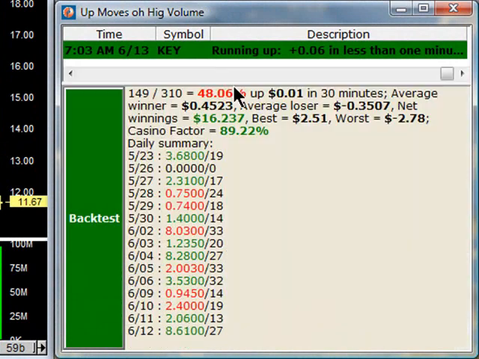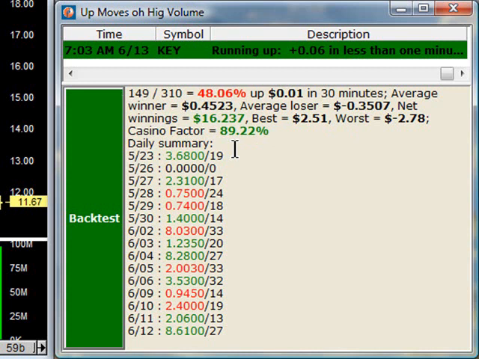I'm going to expand the window so that you can see more of the information. Out of the 310 possible trades in the last 15 days, 149 of them went in our direction. Our average winner was 45 cents. Our average loser was 35 cents. That's a 48% profitability ratio.